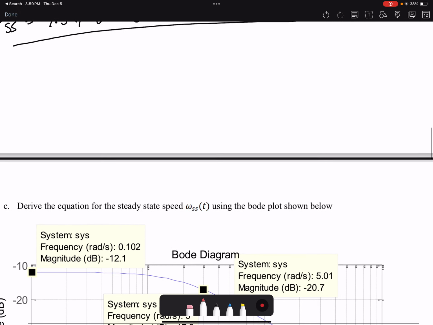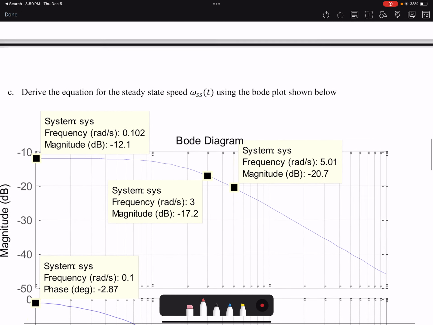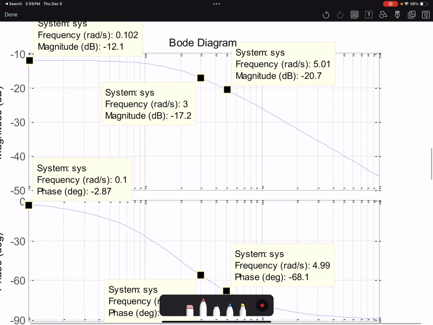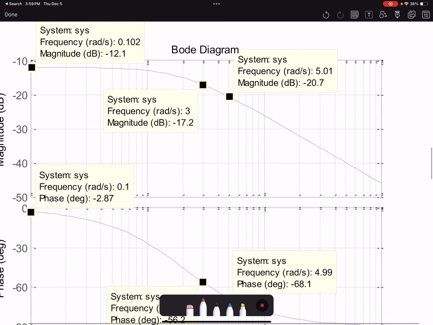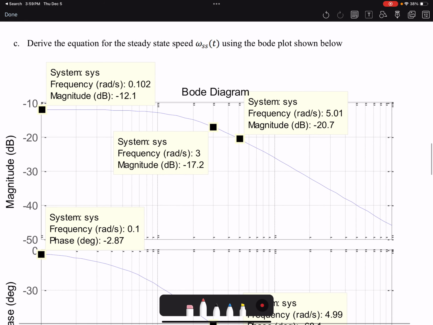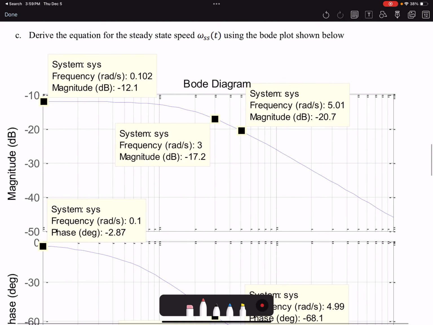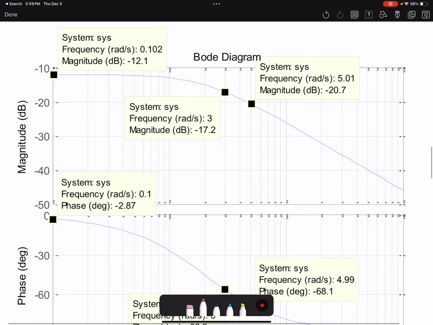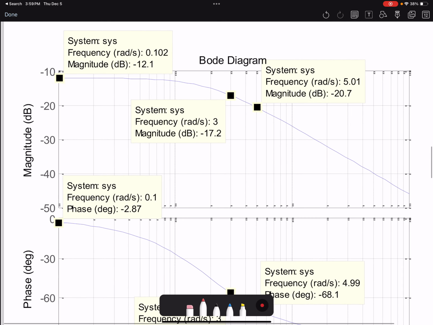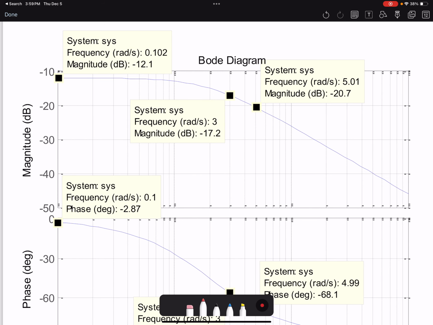The third part of the problem is interesting. Here, the Bode plot is given to us, and we want to do the same thing. We want to find a steady state, but this time using the Bode plot. So what is the Bode plot? It tells us the change in magnitude for any given frequency. So here is almost 0. That's the change in magnitude that we have. So basically that is M0 for us.